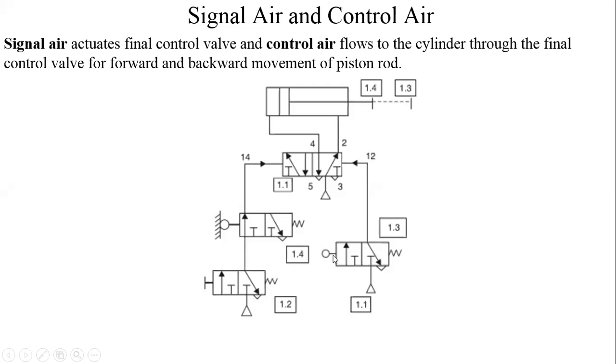We will understand one of the important concepts, and that is signal layer and control layer. What is meant by signal layer and control layer? That is especially applicable in pneumatic systems, and you must understand the difference between these two. So you can see that in the circuit diagram.